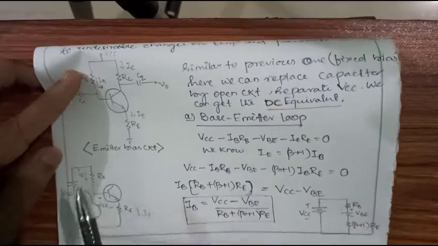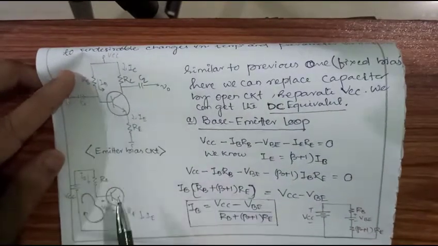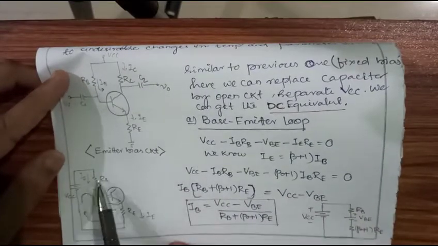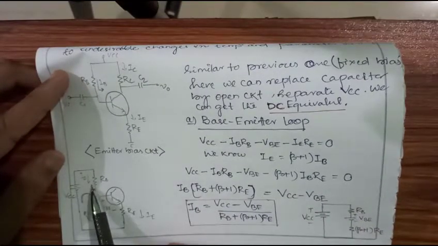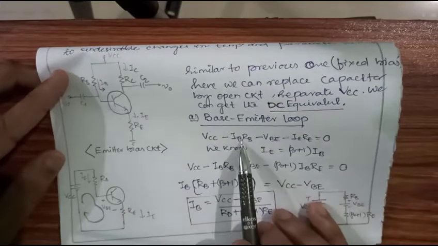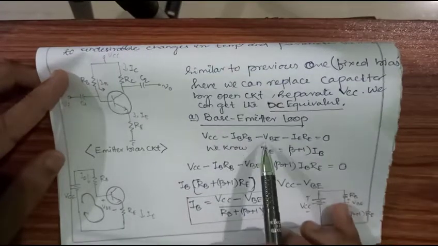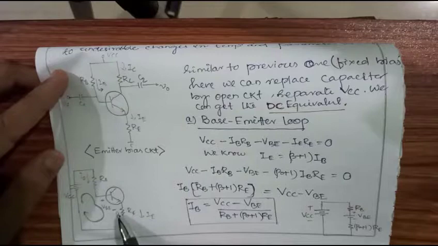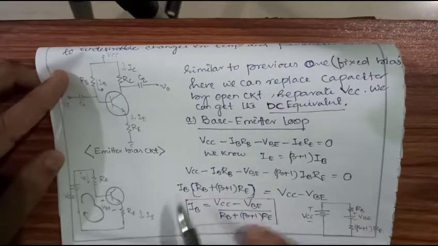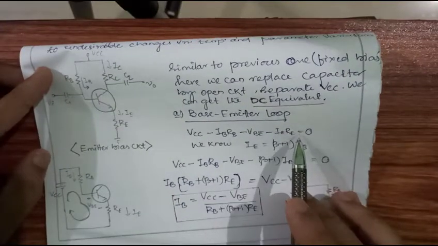Then a current IB is flowing through RB. That means minus IB RB. Why minus? Because across a resistor the voltage decreases, positive to negative. So minus IB RB. Then plus to minus, that is minus VBE. Then again, across the emitter a current IE is flowing. That means minus IE RE equal to 0.